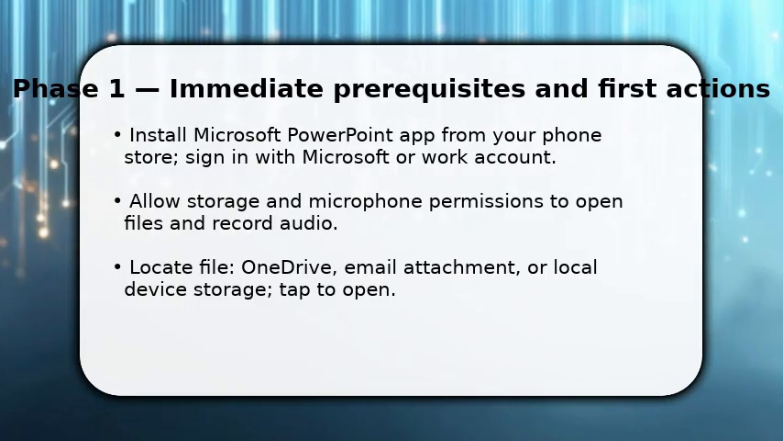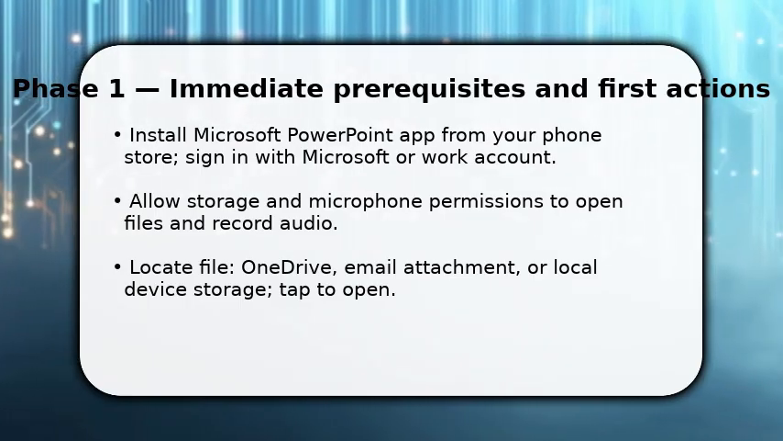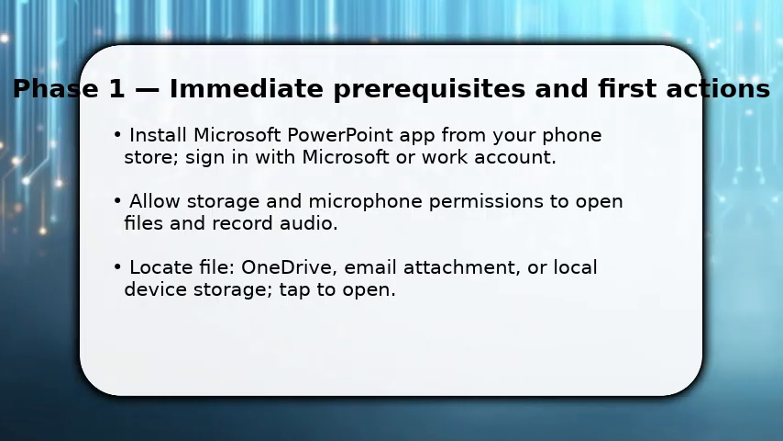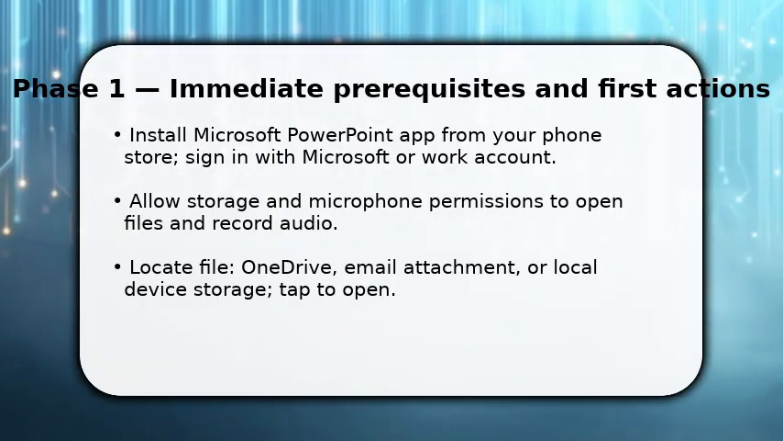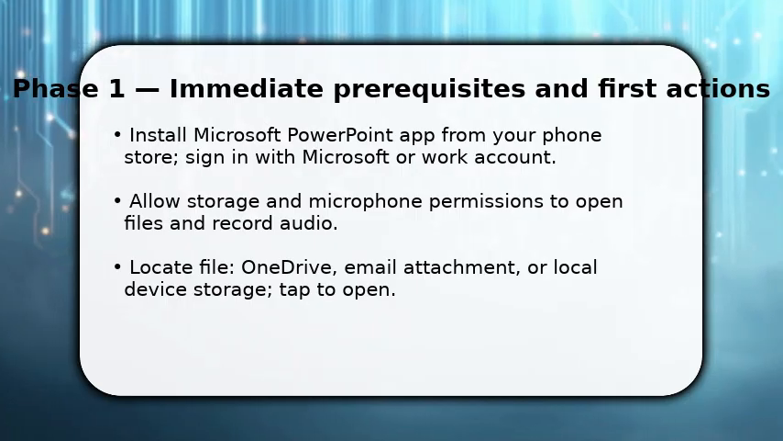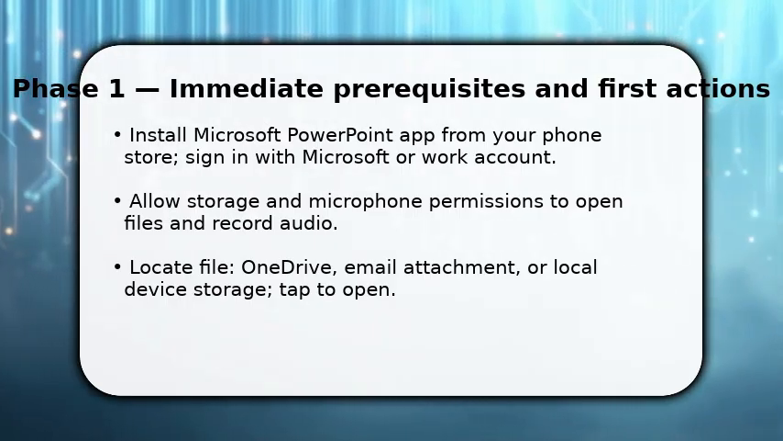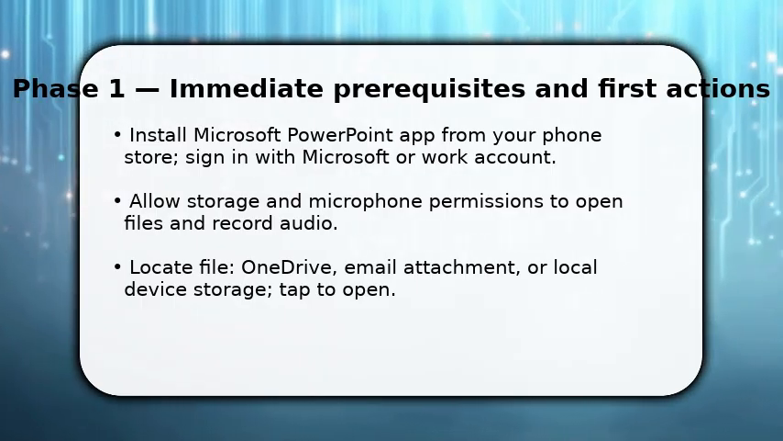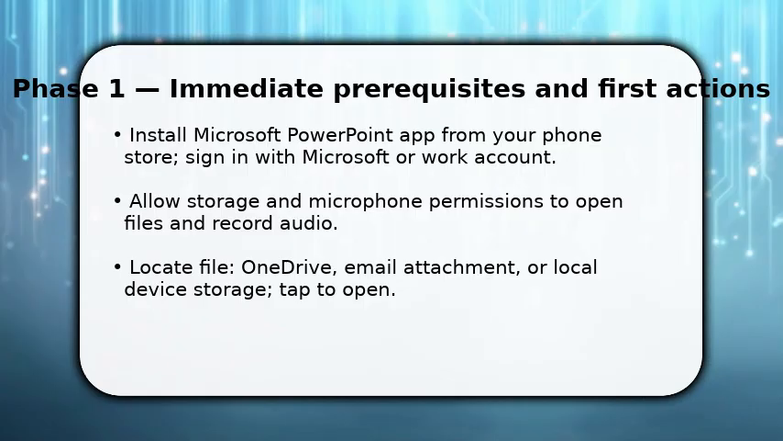You begin by getting the app and signing in. This links your slides and files. Once signed in, grant storage permission so PowerPoint can access downloads and photos. Now locate the presentation. OneDrive is easiest, but you can open an email attachment or a local file. Tap the file to open it. PowerPoint converts and loads slides.